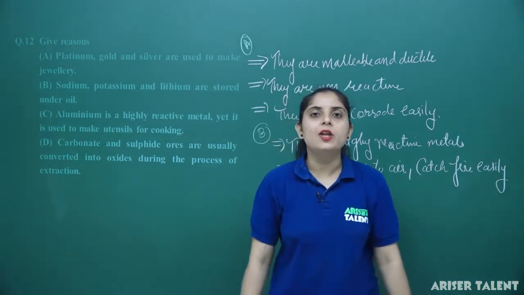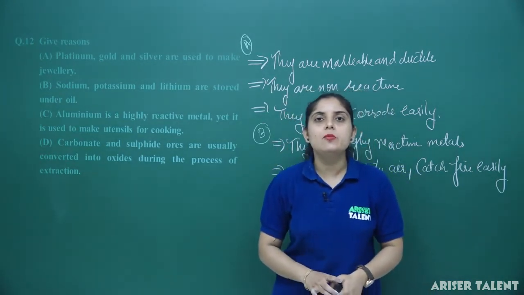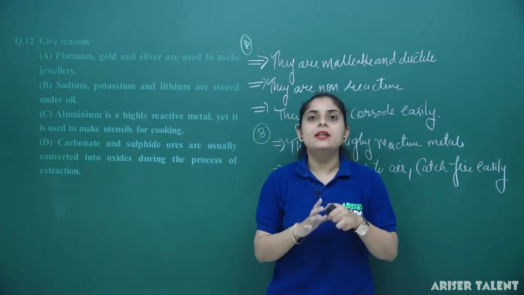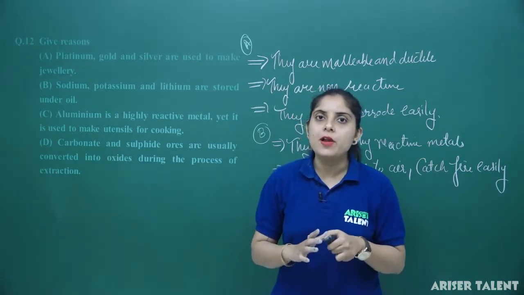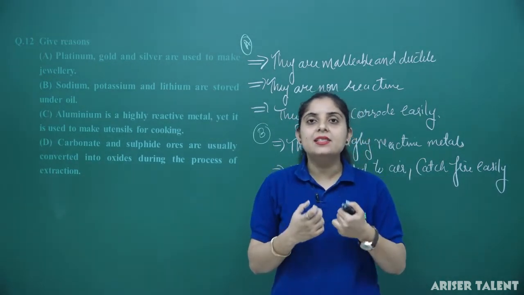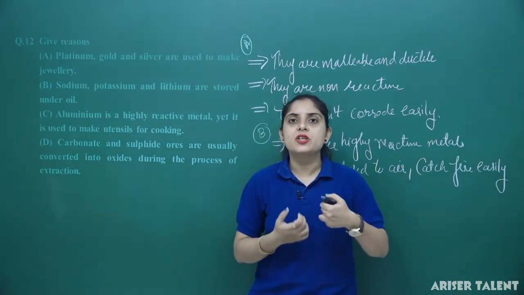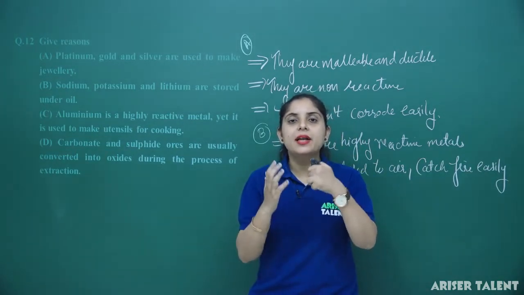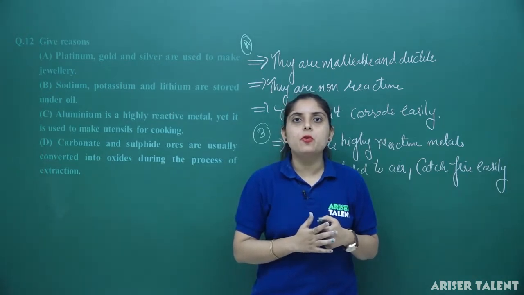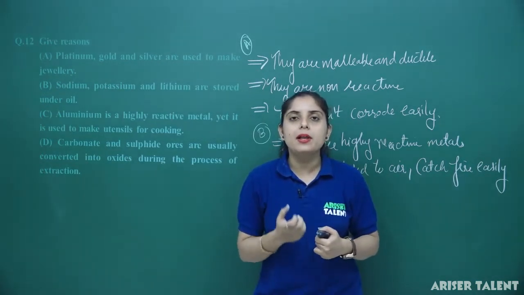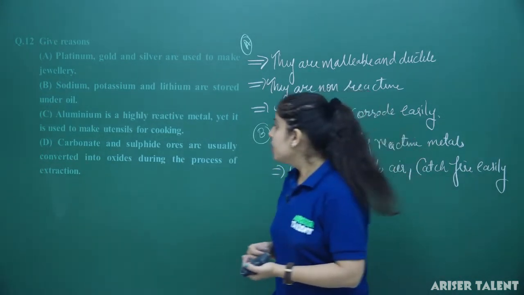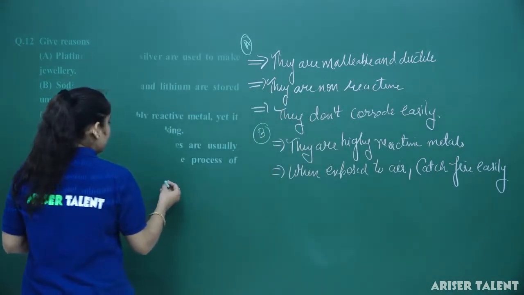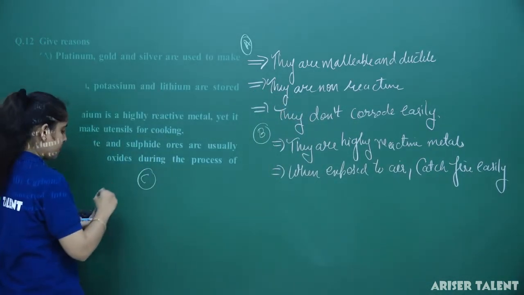Whenever aluminium is exposed to air, it is going to form a layer of aluminium oxide, which acts as a preventive layer for further reactions. So that's why we are using aluminium for the coating, because it is going to form a layer of oxide on itself. So the third part, that is our C part.